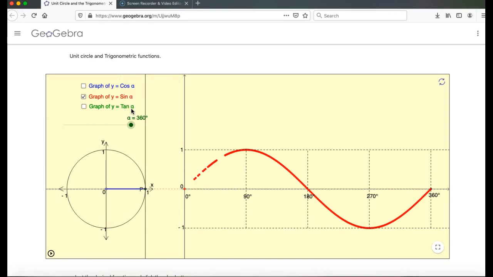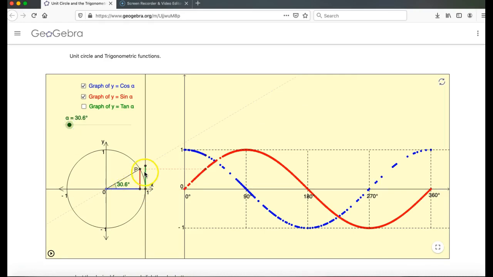So there you have it. There's the sine graph. Cosine is very similar, except cosine is the x values. Remember, cosine is, say we do exactly the same thing, but instead of doing sine, we do cosine. And I start, and I say I do 45 degrees.